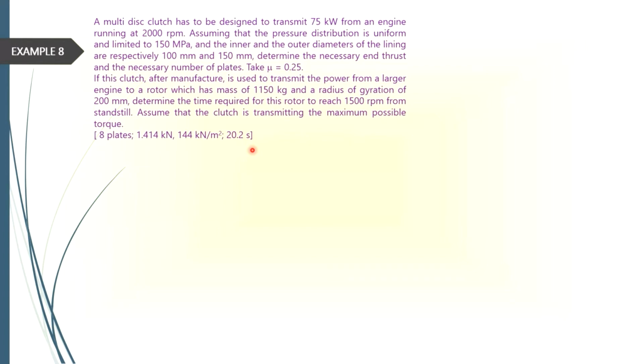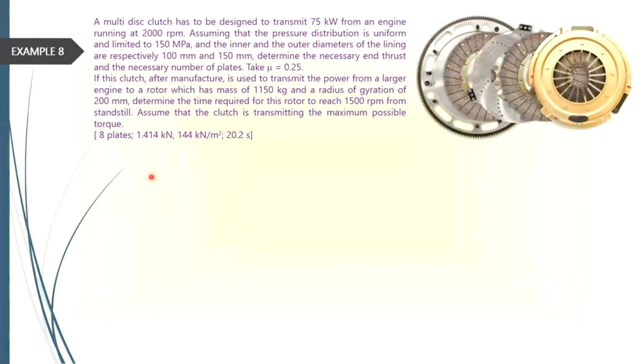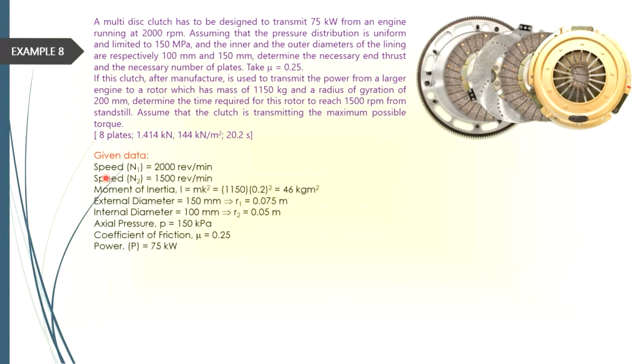Now these are the answers, okay? So let us just start the question, just working out the question. These are the given data: the speed N1, the speed N2, the moment of inertia, the external diameter to radius, the internal diameter to its radius, the actual pressure, the coefficient of friction, and the power.